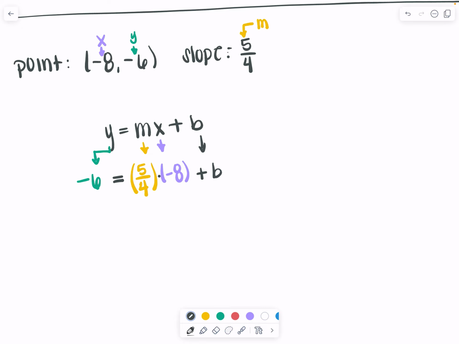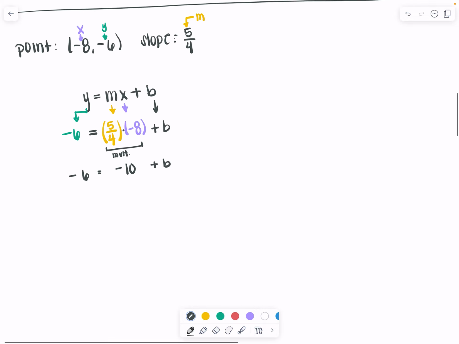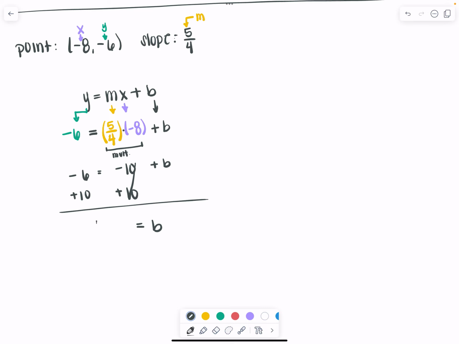Now I can just multiply. I've got -6 equals 5/4 times -8, and that gives me -10 plus b. So here I've got -10 plus b equals -6. I multiplied, and now I can get b by itself, so I'm going to add 10 to both sides. Add 10, and I get b equals 4.